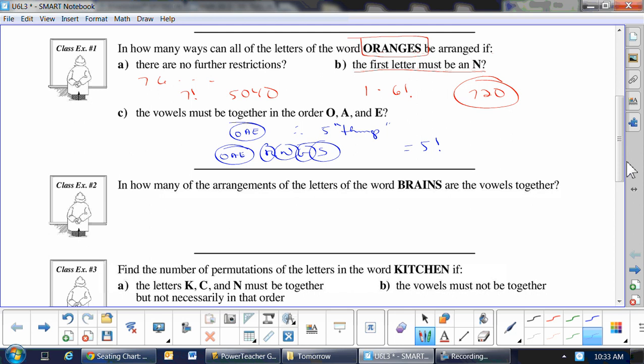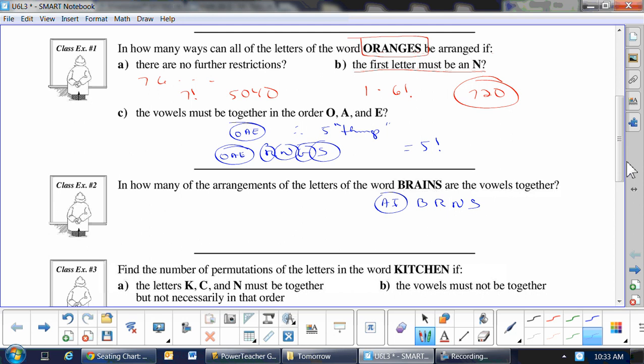Now, how many arrangements of the letters of the word brains, and the vowels have to be together? So, what becomes a group now? AI. Okay, so AI is a group, and then B, R, N, S.